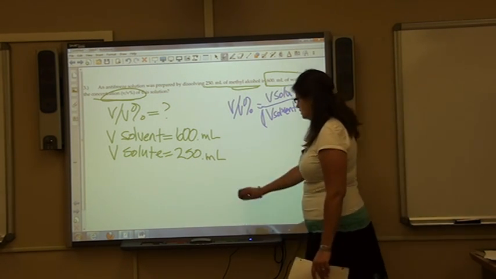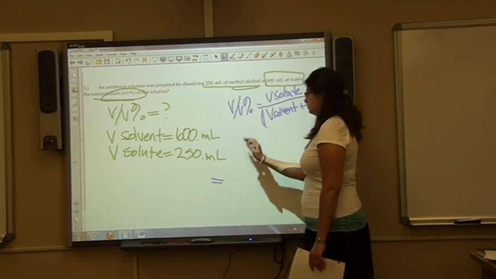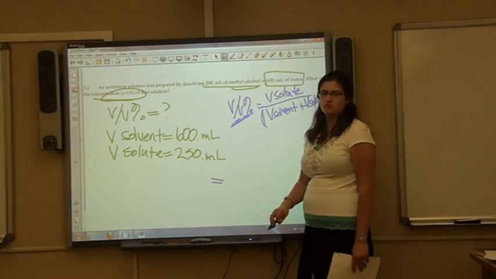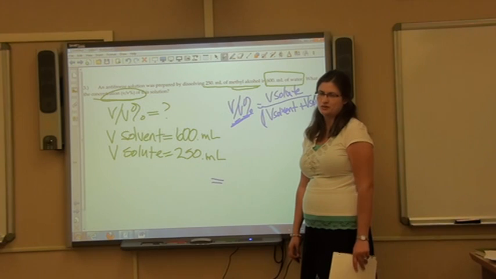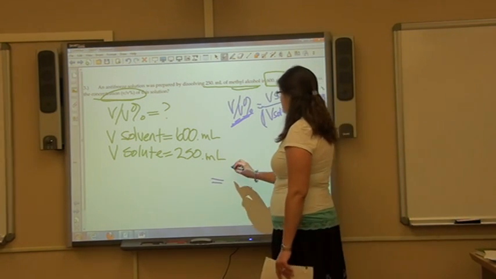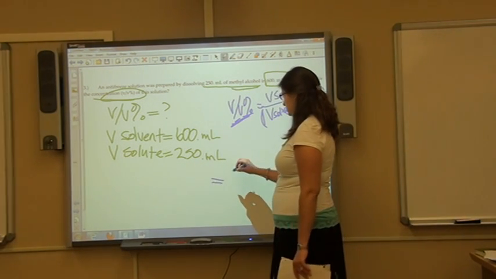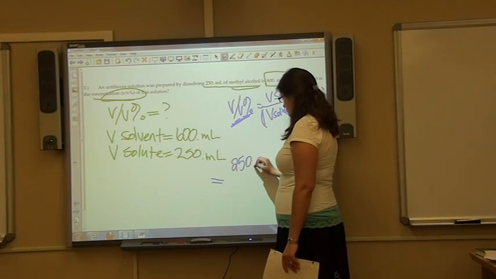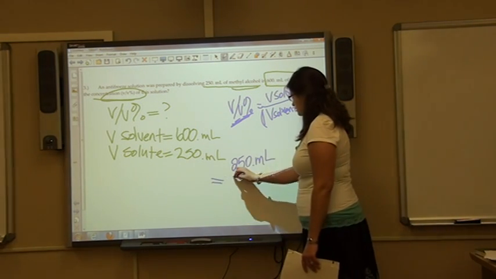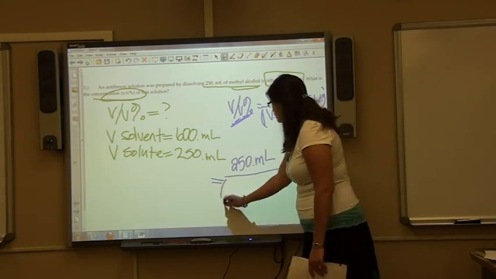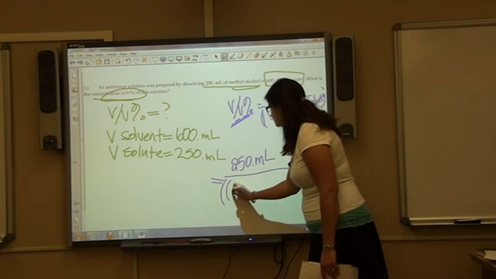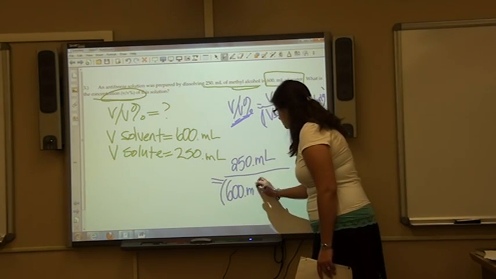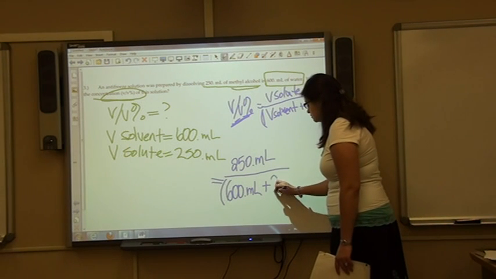Okay. Plug and chug. My problem is already solved for that volume per volume percent, so I just have to plug and chug. So volume of solute is 250 divided by solvent plus solute.